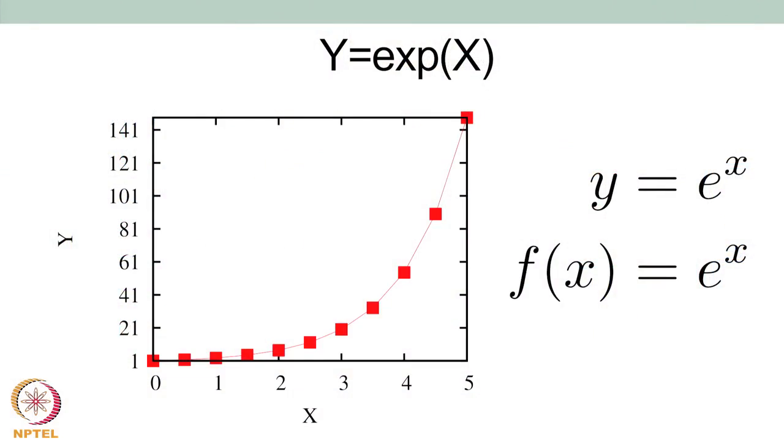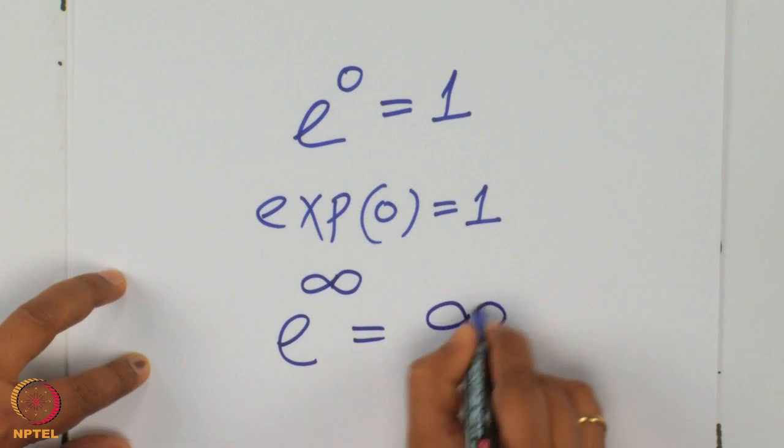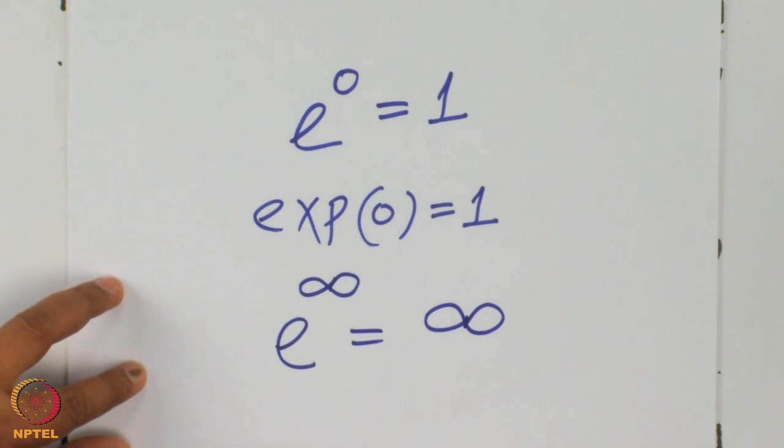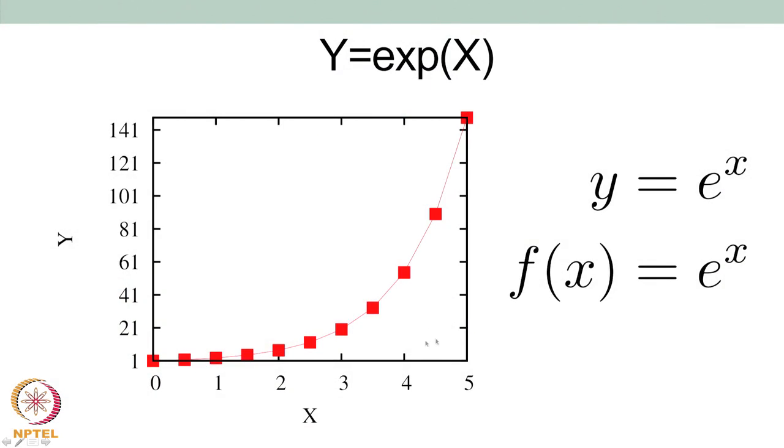One more thing which I want to say is that for very large values of x, this is increasing and going to infinity. So e power infinity is infinity. This is another thing which I want you to learn. When x in this curve goes to infinity, this function will also go to infinity, it is increasing and it will reach infinity. So e power infinity is infinity. These things I want you to understand.